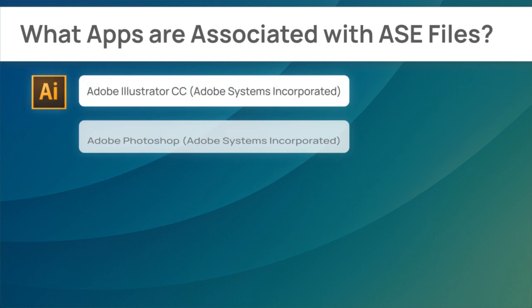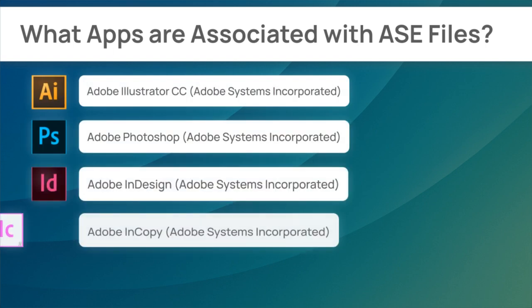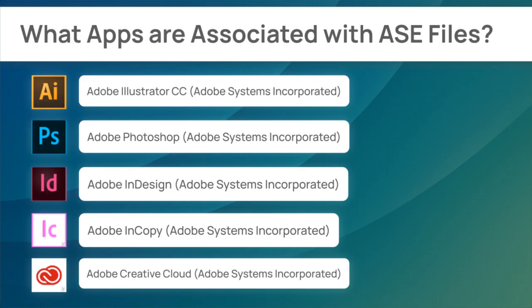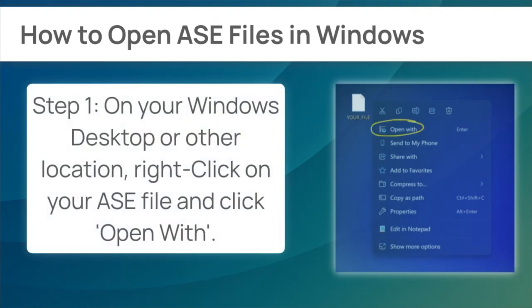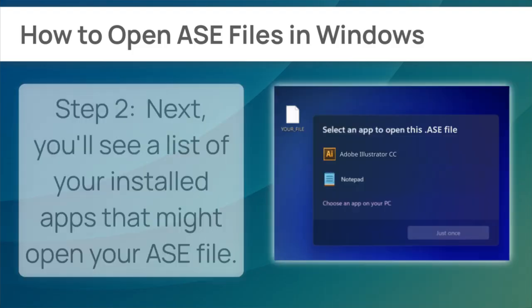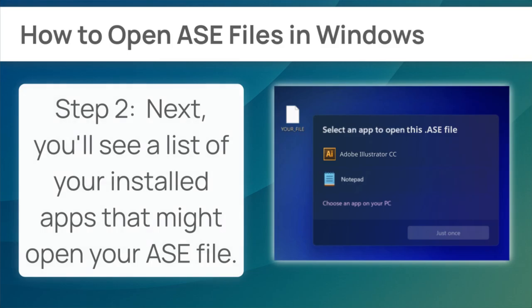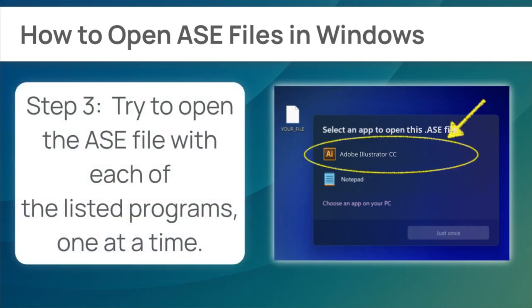Typically, ASE files can be opened with Adobe Illustrator CC, created by Adobe Systems Incorporated. For complete access to all file resources, a dedicated program is needed. Windows displays basic content, yet proper editing depends on knowing the format. To resolve the application failure, right-click your ASE file and choose Open With. Check for Adobe Illustrator CC and test it first. If it's missing, select another program from the list. We need a successful file association.